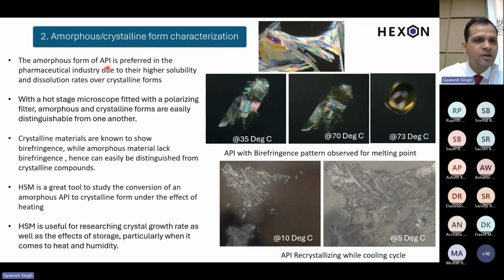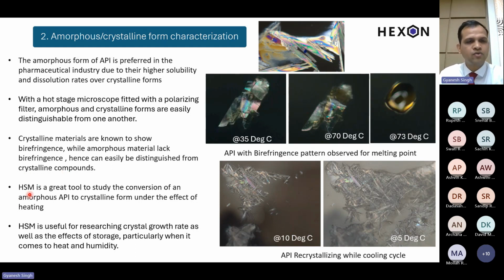The amorphous form of an API is preferred in the pharmaceutical industry due to its higher solubility and dissolution rate over crystalline forms. With a hot stage microscope fitted with a polarizing filter, amorphous and crystalline forms are easily distinguishable from one another. Crystalline materials are known to show a birefringence pattern. This is what we were talking about. While amorphous material lacks a birefringence pattern, hence they can be easily distinguished when we use hot stage microscopy.